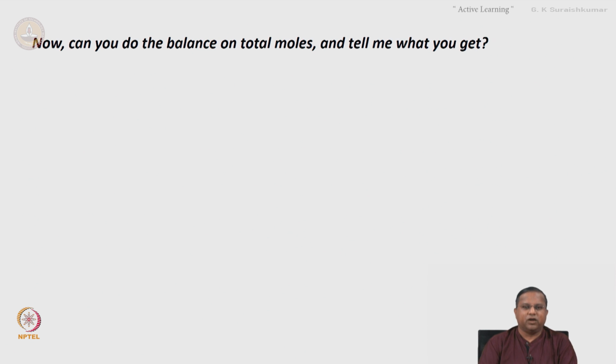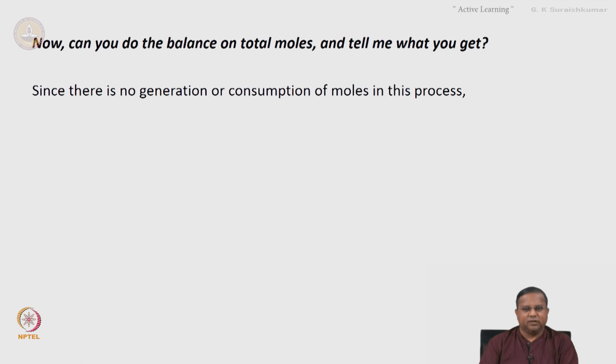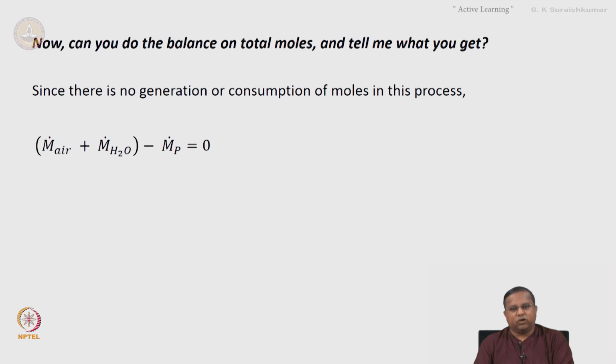So, to provide that equation, tell them, can you now do a balance on the total moles and tell me what you get. Total moles is very straightforward. Then they will start doing it; you go around, first time you might need to give them more time, give them hints as you go along. Since there is no generation or consumption of moles in this process, the molar flow rate of air plus the molar flow rate of water, this is the input, minus the molar flow rate of the product, that is the output, with the system in focus is 0.